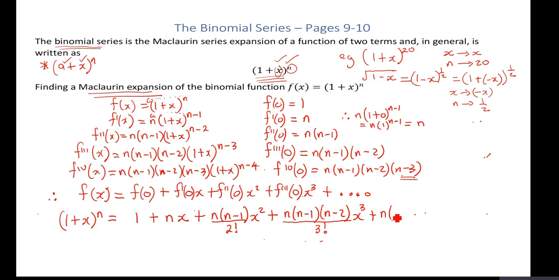Just write on the next one, what do you think it is? n, n minus 1, where do I stop? That's right, but it's the fourth derivative, so it's over 4 factorial, x to the power 4. And there is the series expansion for a binomial series.